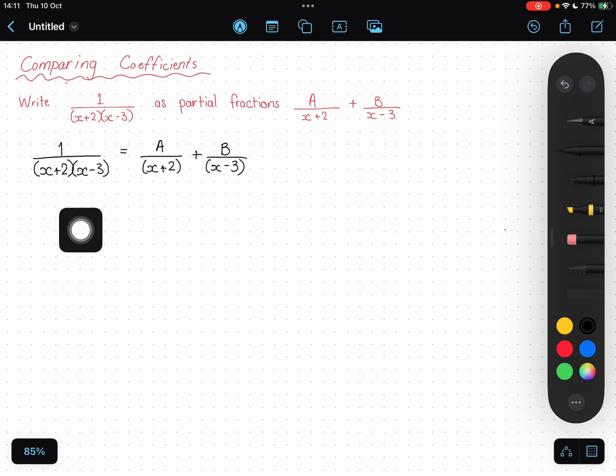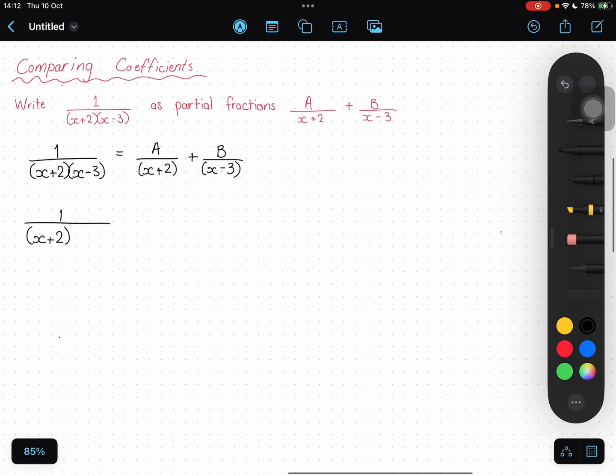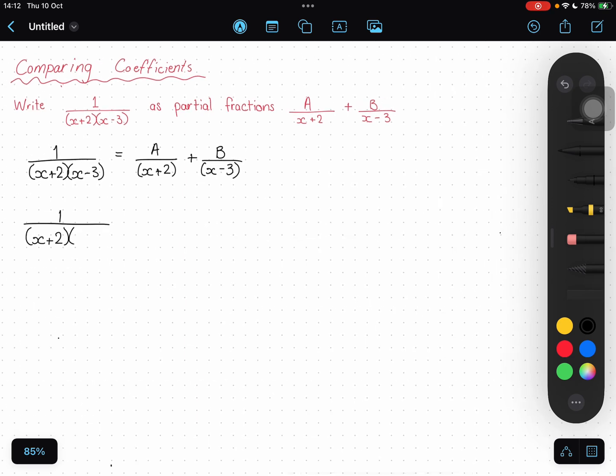Okay, so when we're comparing coefficients, guys, remember, we always want to get the two sides of the equals to have the same form. So this is one big fraction, whereas this is two separate ones. Do I know how to make this one big fraction? Do I know how to merge those denominators? Yes. So I'm going to start by doing that. I'm going to rewrite this right-hand side with common denominators so that I can merge those numerators together.